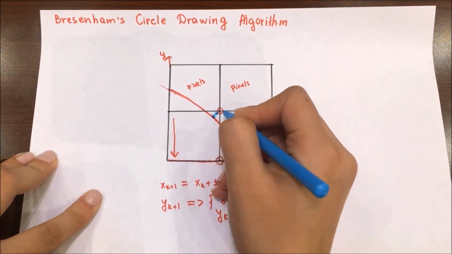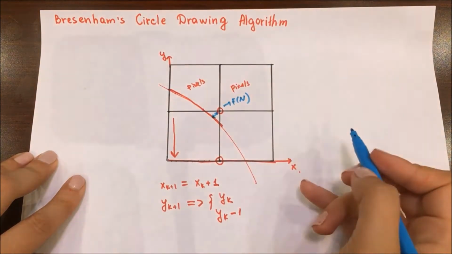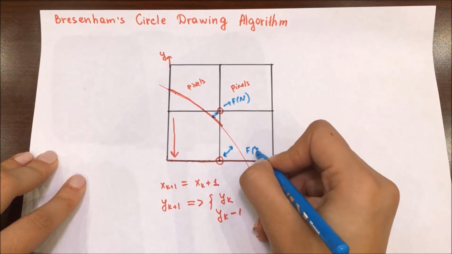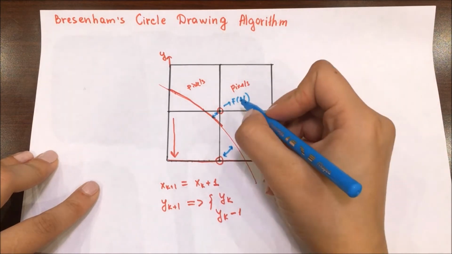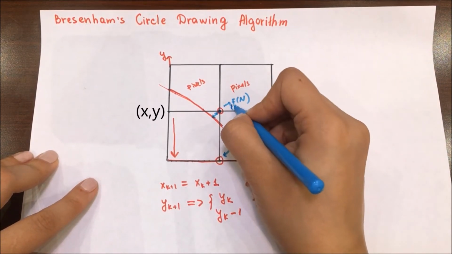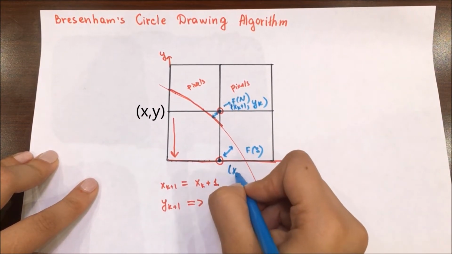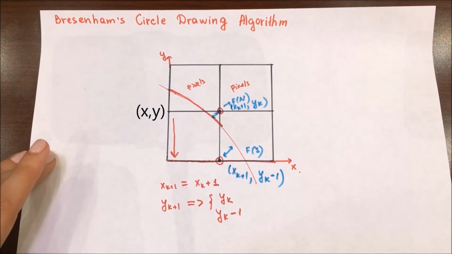Bresenham's algorithm will calculate these distances: the distance from the curve to the upper pixel, f of n, and the distance from the lower pixel to the curve, f of s. We have already previously plotted point x, y. According to the previously plotted point, we can show the upper pixel as xk plus 1, yk, and the lower pixel as xk plus 1, yk minus 1.